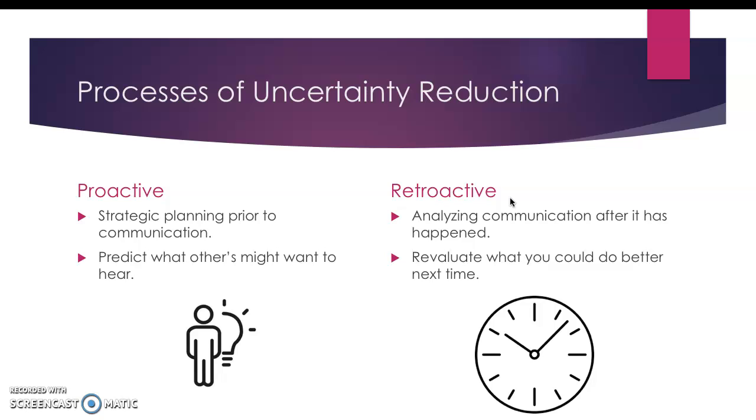And the processes of uncertainty reduction, the proactive is going to be strategic planning prior to communication, so predicting what others might want to hear. And then the retroactive, which is analyzing communication after it has happened, so reevaluate what you could do better next time.